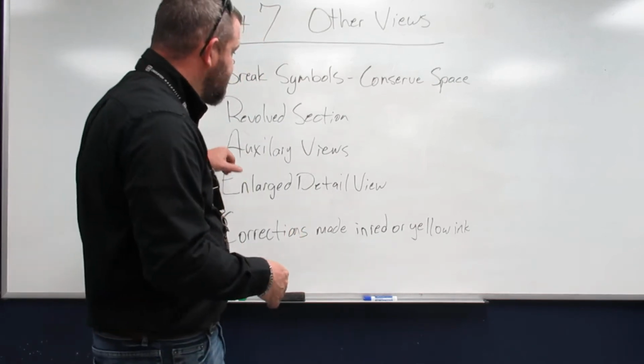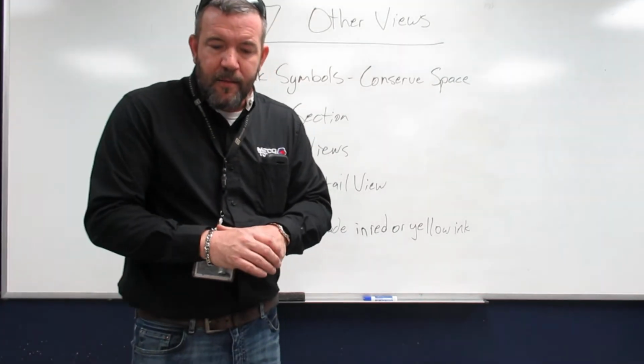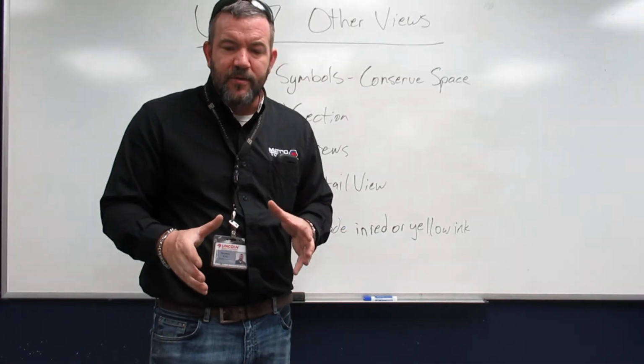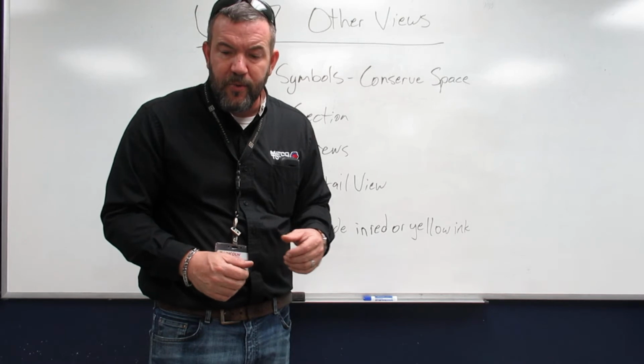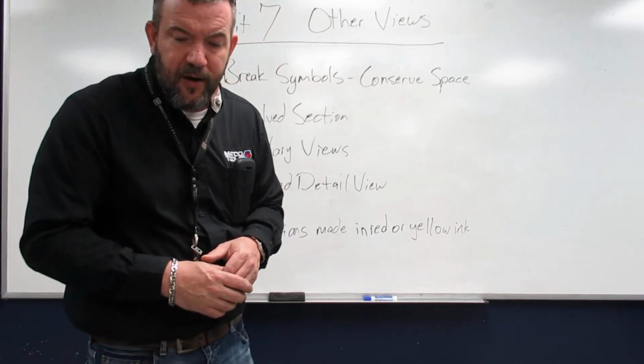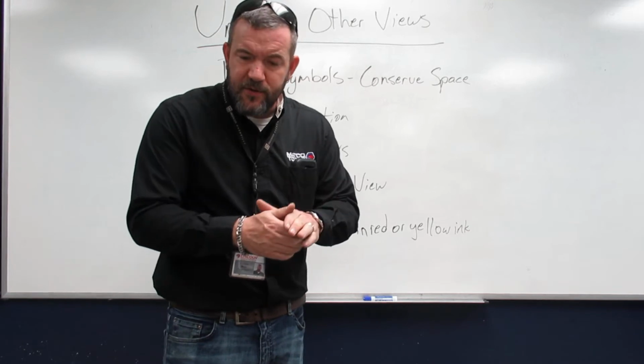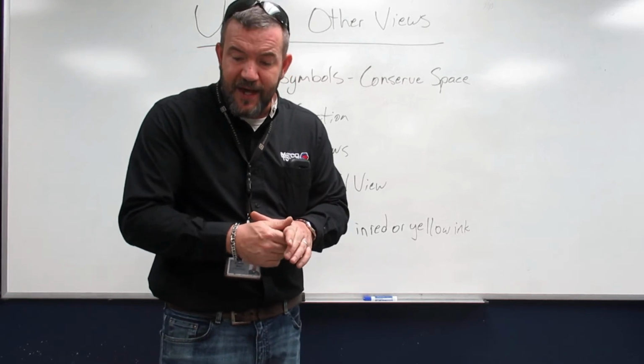Another thing they have is auxiliary views. Sometimes not everything you need to see to fabricate the part is abundantly clear on a blueprint, so they'll throw an extra view in there called an auxiliary view. Sometimes on drawings they'll use both right and left side.